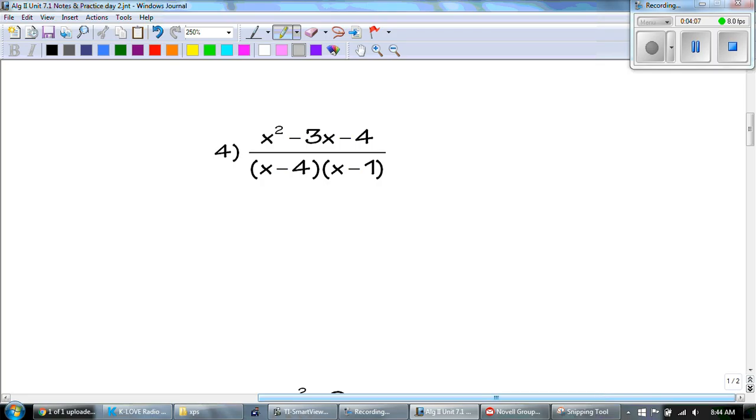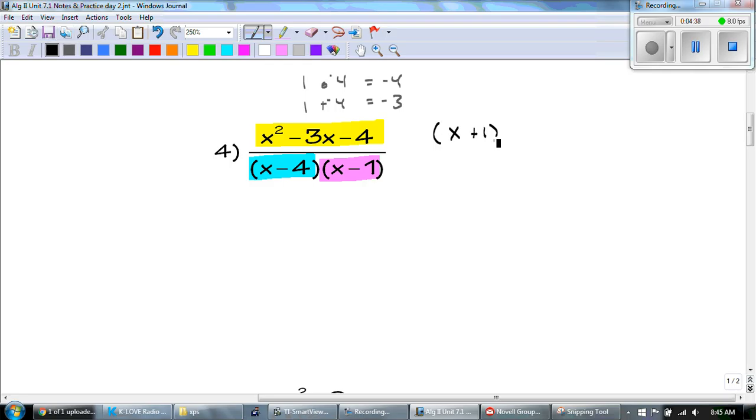And yeah, we're going to have to do some factoring. If you look at the x squared minus 3x minus 4, on the bottom I have 2 binomials. I need to factor that. What numbers multiply to get to -4 and add to get to -3? Well, what do you think? Well, it's going to be 1 and 4, and the 4 is negative. So on the top, we have x plus 1, x minus 4. On the bottom, we have x minus 4 and x minus 1.